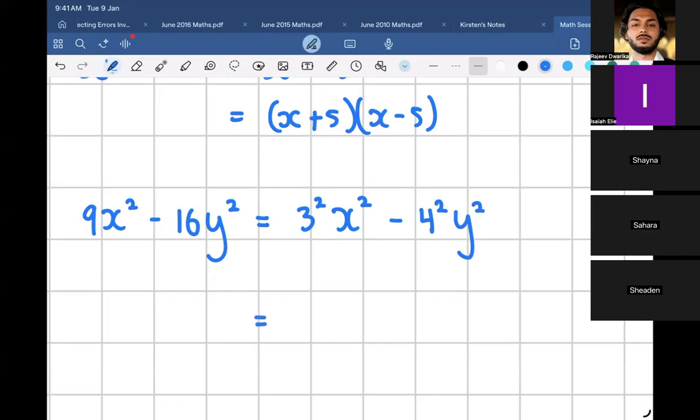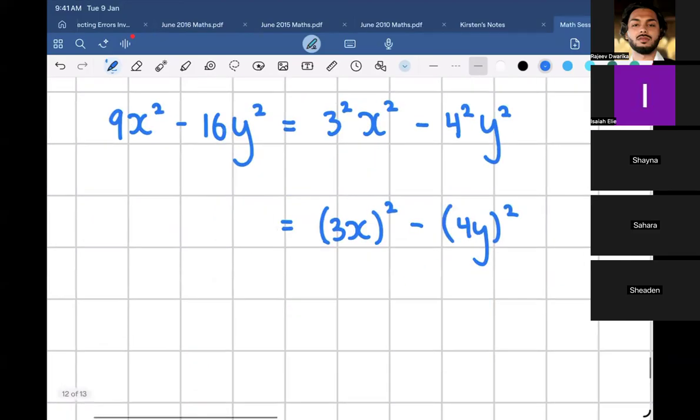You can make it like the formula for the difference of two squares. Right, so I could write 3x squared minus what? 3x squared minus 4y squared. Perfect. And now that this is in the difference of two squares form, I could write it as what? It will be a plus b times a minus b. So it will be 3x minus 4y times 3x plus 4y.